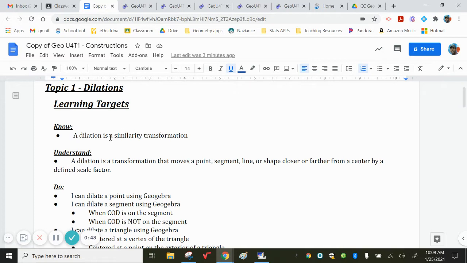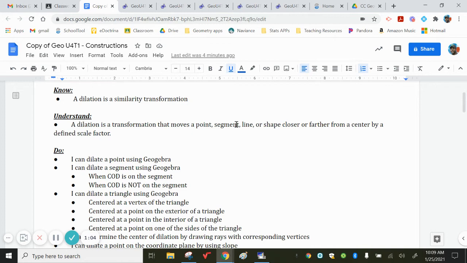Now, a dilation is a similarity transformation, so it means it maintains the shape. It keeps all the angle measures the same, but it does not always stay the same size under a dilation. And in this lesson, we're going to construct dilations of points and segments and lines, and do that through GeoGebra.